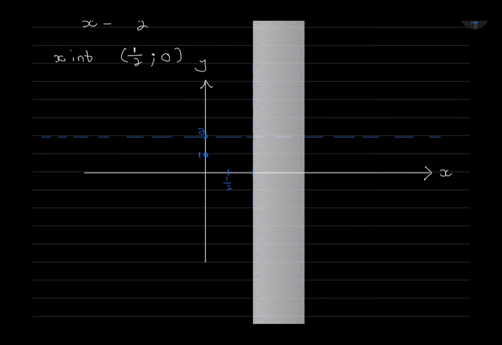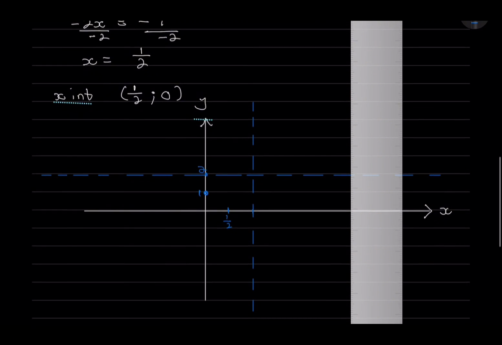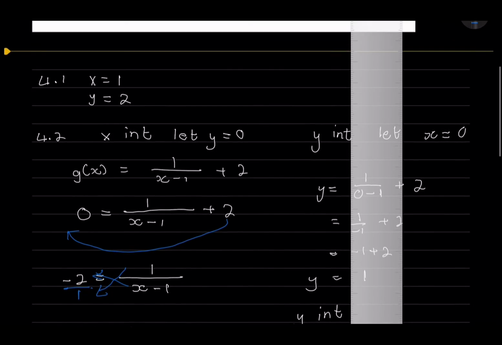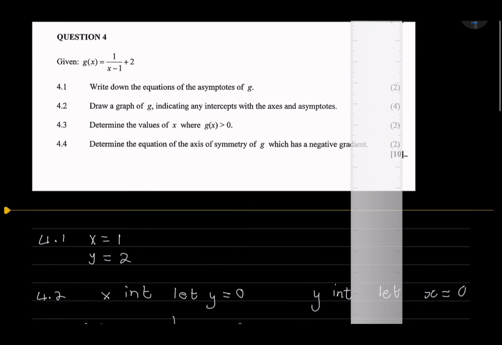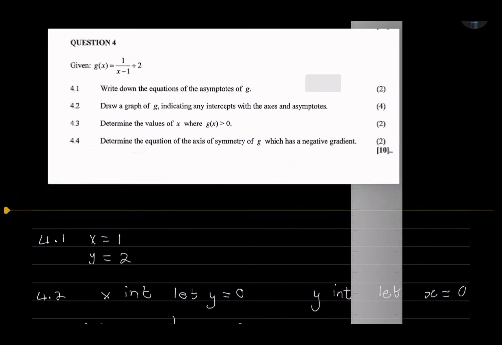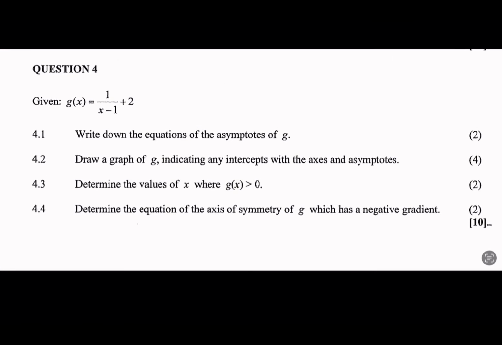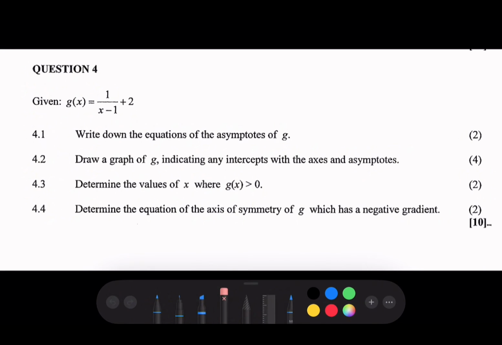Okay, good people. Now, looking at this graph itself, this graph is a positive graph. Our a is positive. And we know that if a is greater than 0, our graph must look like this, since it's a hyperbola.